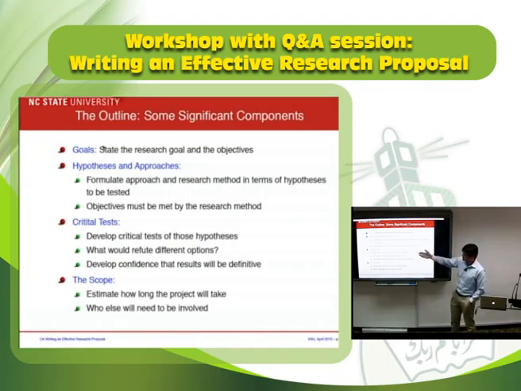You have to have critical tests. How are you going to compare? How are you going to determine if your hypothesis is met or not? Basically, you have to convince the reviewers that you are confident that whatever you're proposing will be delivered eventually. And of course, this is very important, and some people do not realize that: you have to estimate how long it will take and how much it's going to cost.